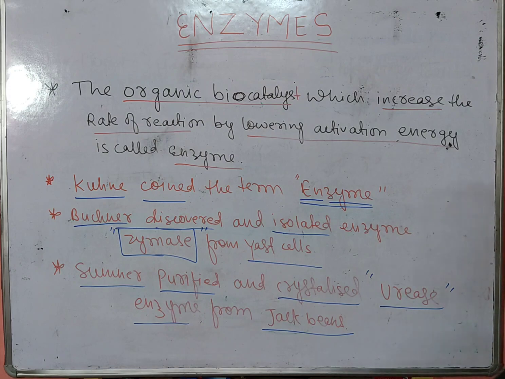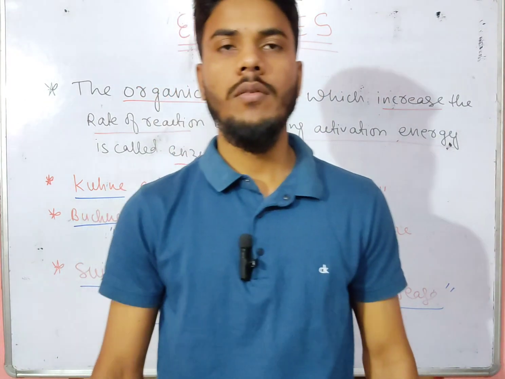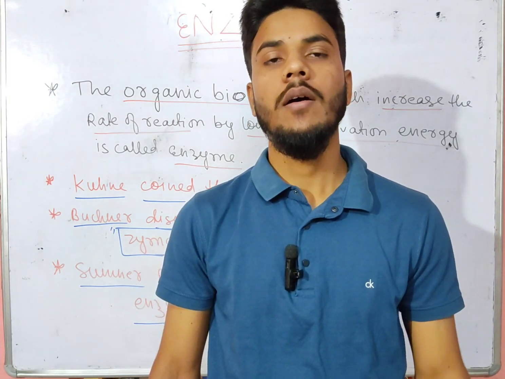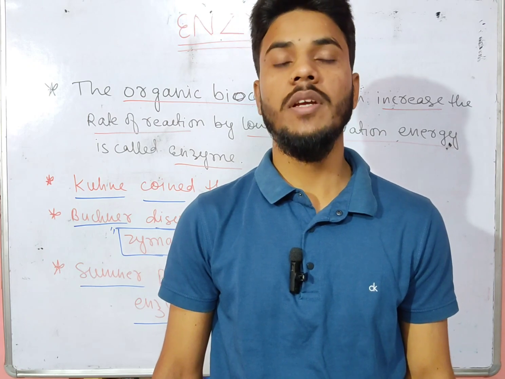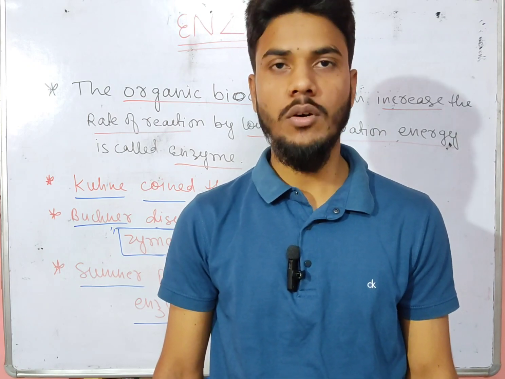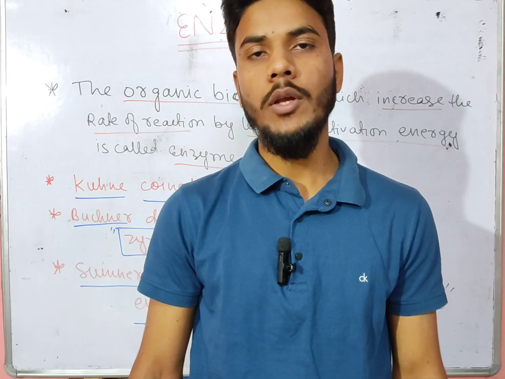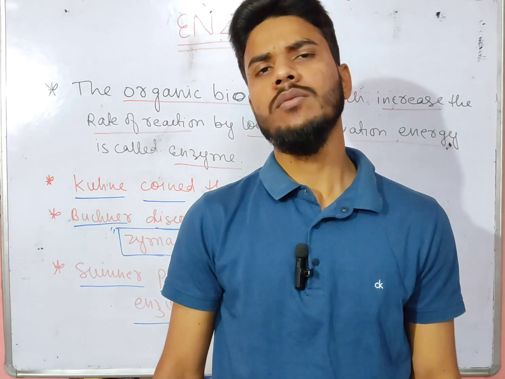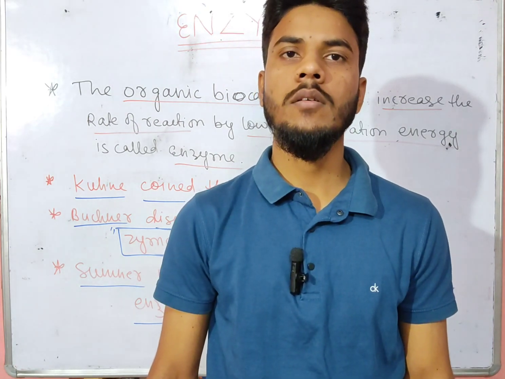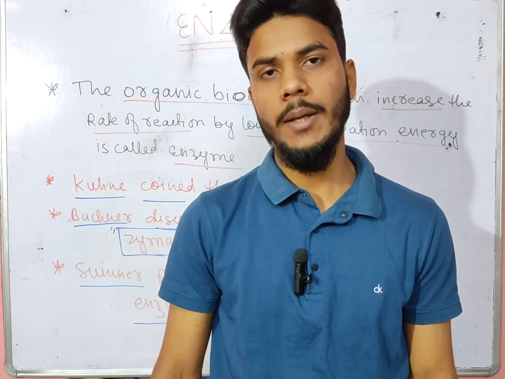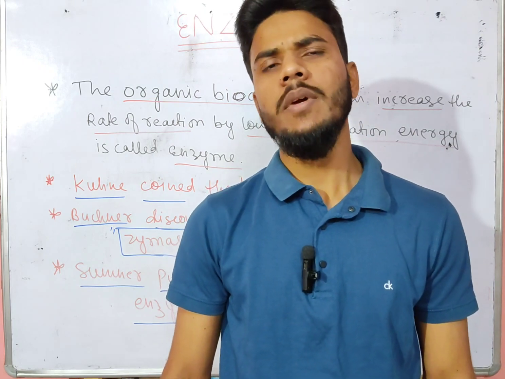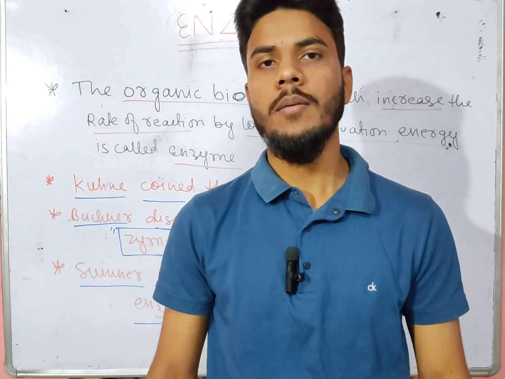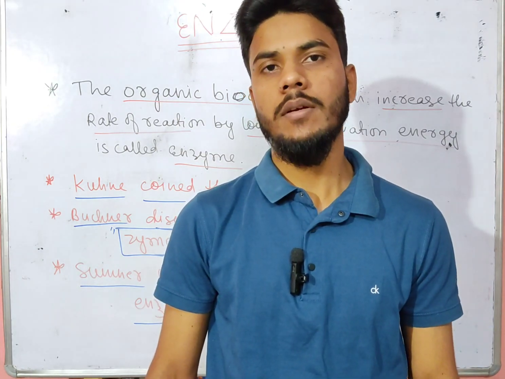So one more thing I will tell you: on the basis of their catalytic power, the fastest enzyme that we must know is carbonic anhydrase, whose rate of reaction is very, very fast. The rate of formation of molecules is 6 lakh molecules per second. Next, the slowest enzyme is lysozyme, whose rate is very, very slow as compared to carbonic anhydrase, about 30 molecules per minute.